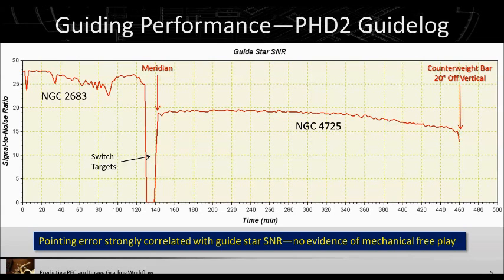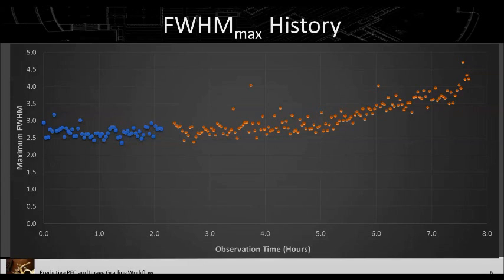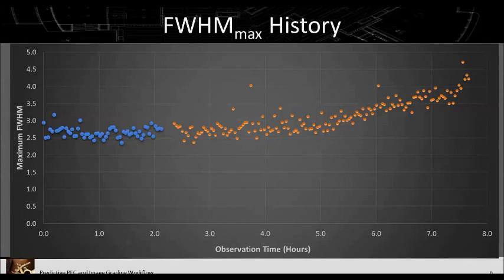So I'm certainly going to look for that in the future. Now let's look at the maximum full width half maximum, in other words, that grading criterion from the PixInsight subframe selector script. This image is almost exactly what we saw for the pointing error from the guide log analysis. It starts off at around 2.5, which is actually very good for me, between 2.5 and 3.